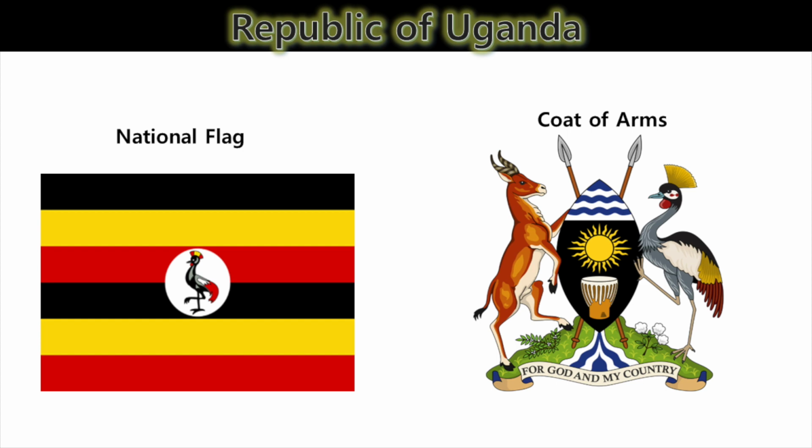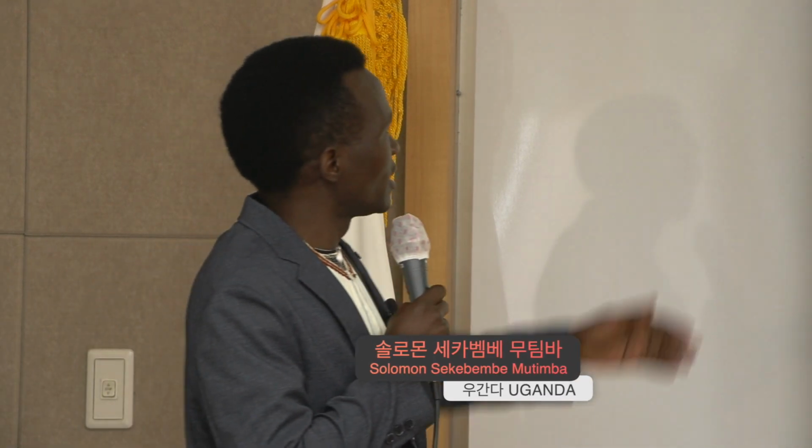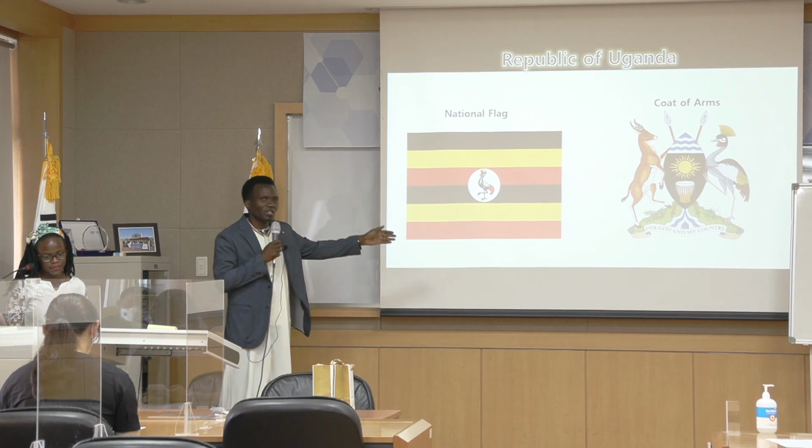Black represents the color of Ugandans. We are blacks and we are proud of that. The yellow color represents the abundant sunshine that supports agriculture in Uganda. And in the middle we have the Uganda crested crane, the Uganda bird. It is a symbol, a national symbol.